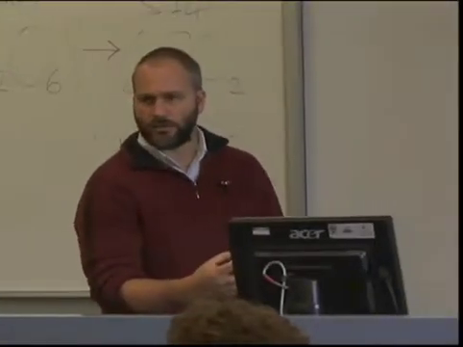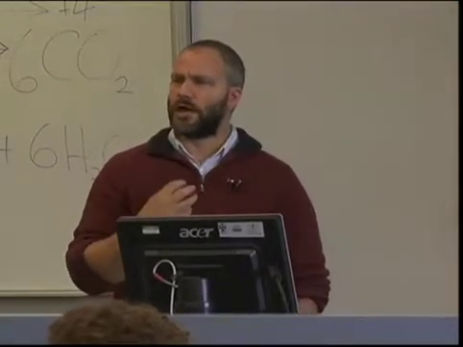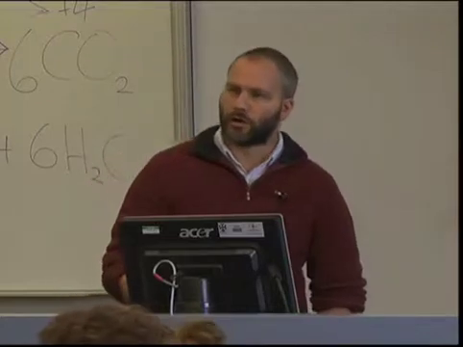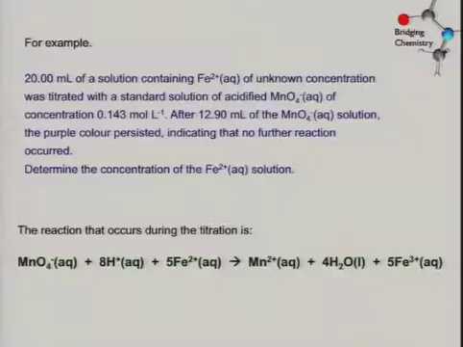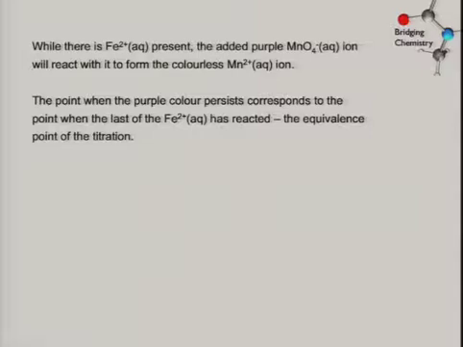And so that's your indicator. That's taking the place of the indicator here. That tells you when you've reached the equivalence point and all of the iron 2 plus is gone. So here's the reaction. We've written this down 5 times already, so we'll flick past that. You can get that from above, draw an arrow or something. So this is what I've just said. While there is iron 2 plus present, the added purple permanganate will react with it to form the colourless manganese 2 plus ion. The point at when the purple colour persists corresponds to the point when the last of the iron 2 plus has reacted. And so that's your equivalence point.